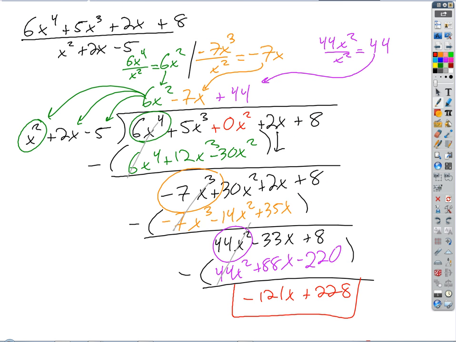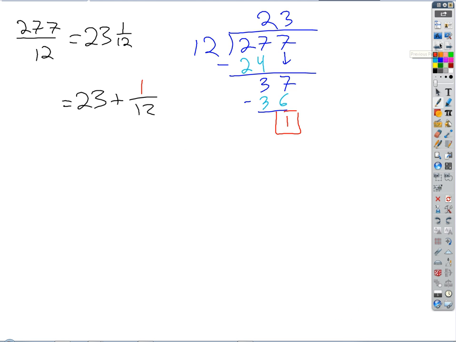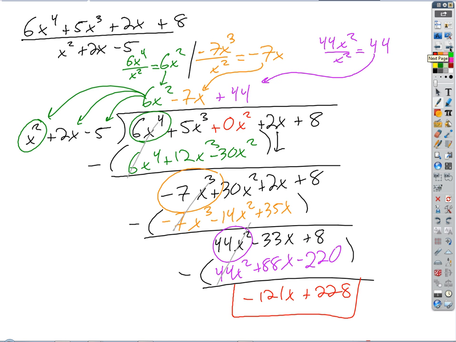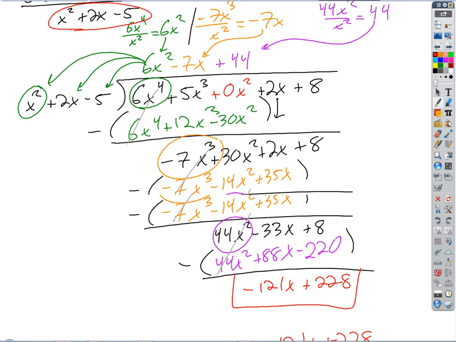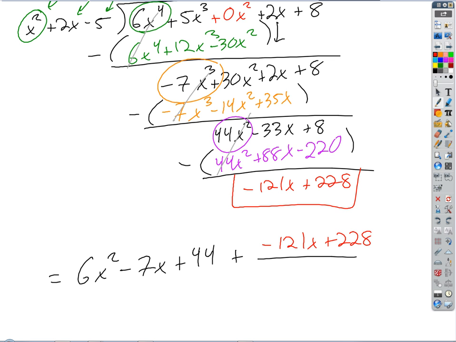What does it remain over? x squared plus 2x. Yeah, right? Whatever the denominator is, just like we had before. We look back at this, we had a remainder of 1. Well, that's what remains over the 12, right? In this problem, our remainder is what remains over the denominator, right? So we're going to get, what is that? And you add like terms.